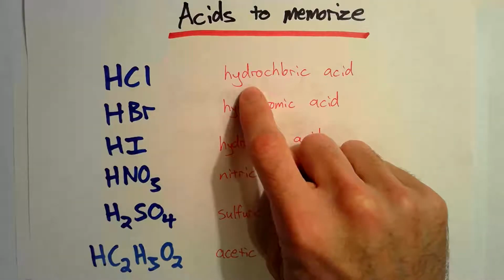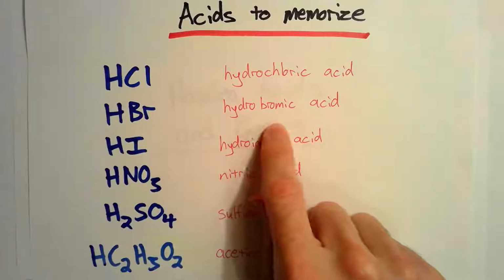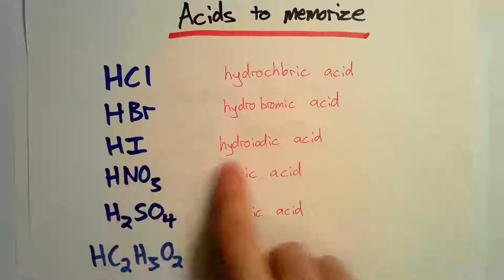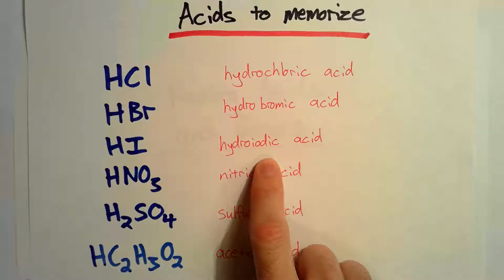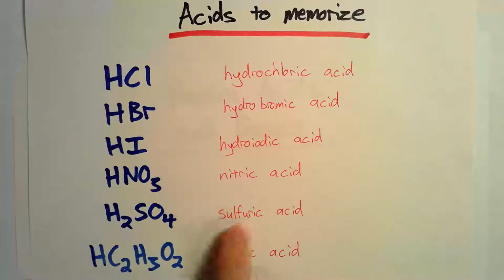So HCl is hydrochloric acid, HBr is hydrobromic acid, HI is hydroiodic acid, HNO3 is nitric, H2SO4 is sulfuric acid, and HC2H3O2 is acetic acid, which is also vinegar.